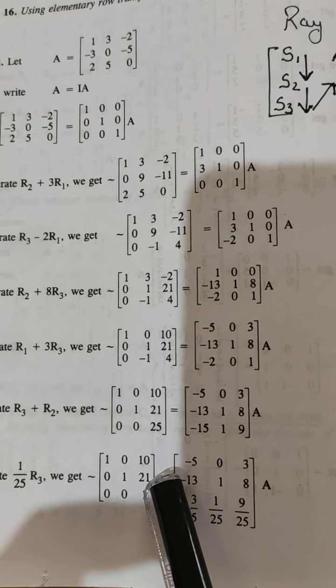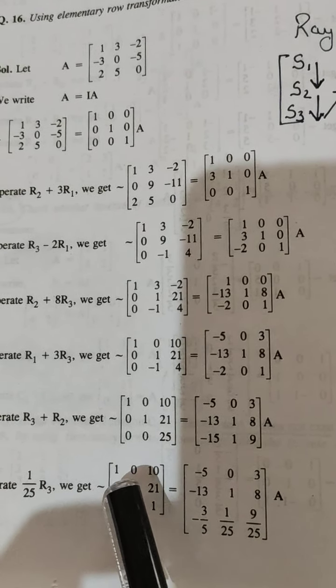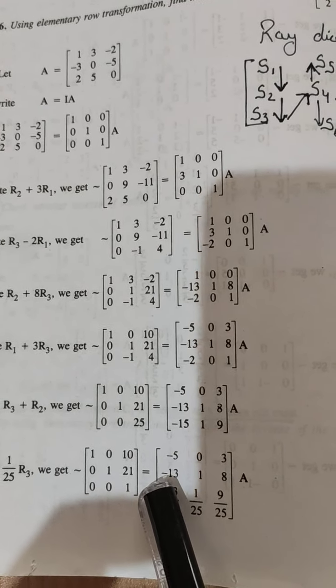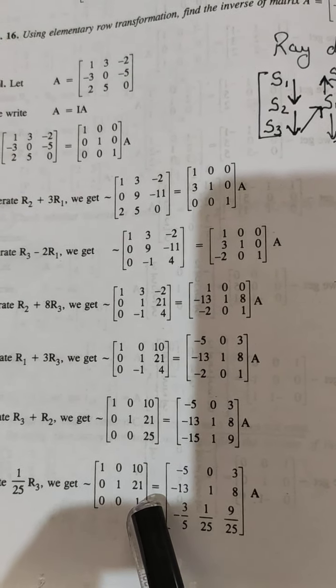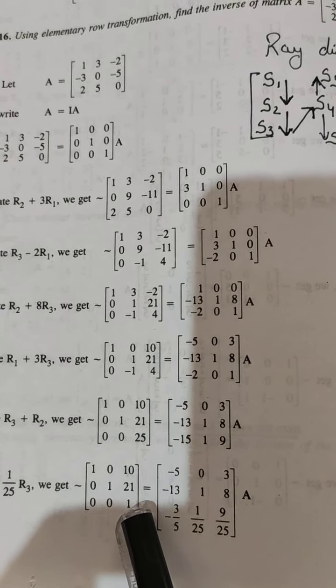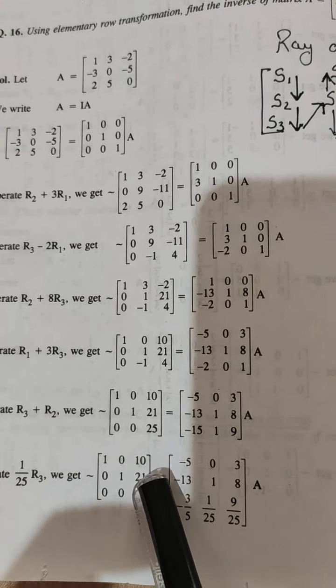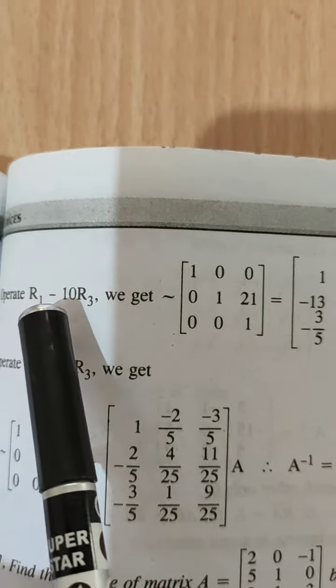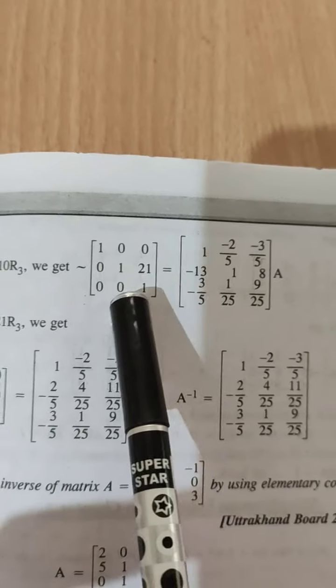Now with the help of this 1 we will change these two elements. Which two elements? A13 and A23 into 0. How? In this R3, with the help of this 1, we will multiply a scalar and add or subtract in this R1 and R2, so it will change into 0. So all of you see it. By R1 gives R1 minus 10 R3, we will get this.